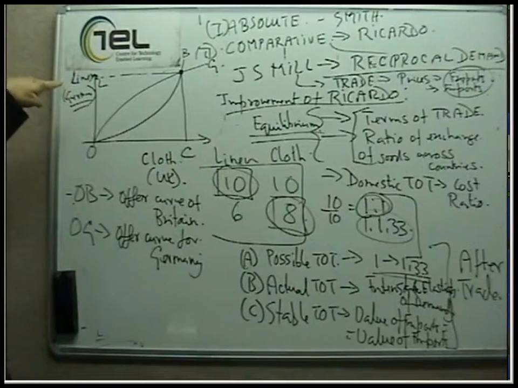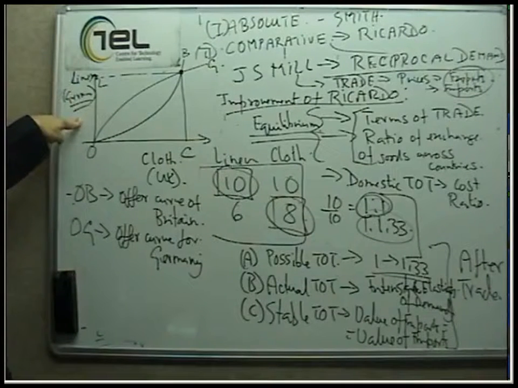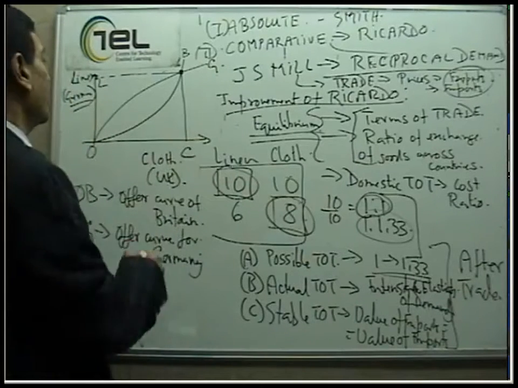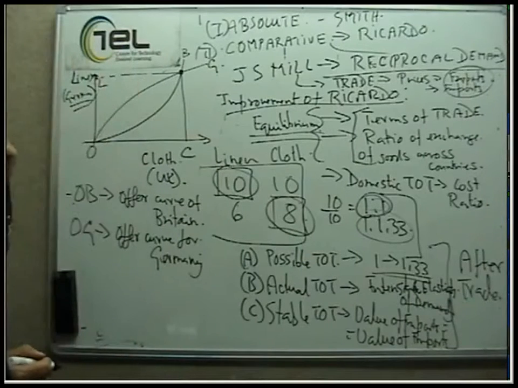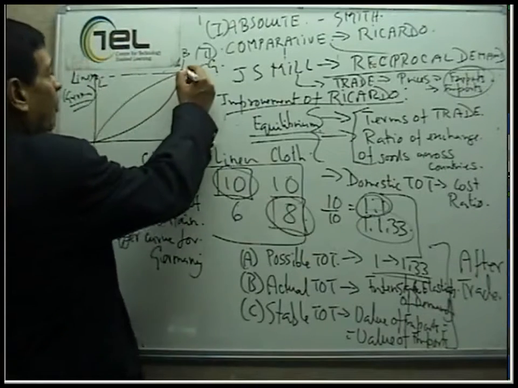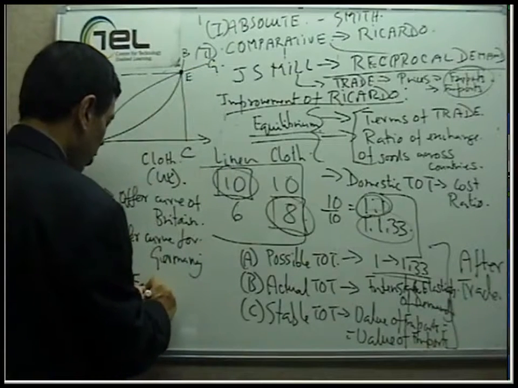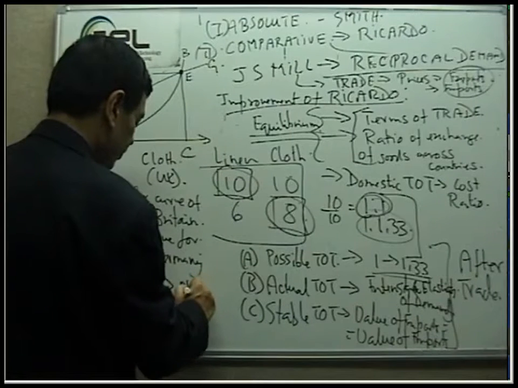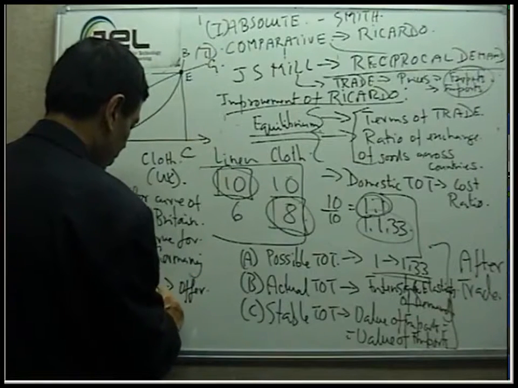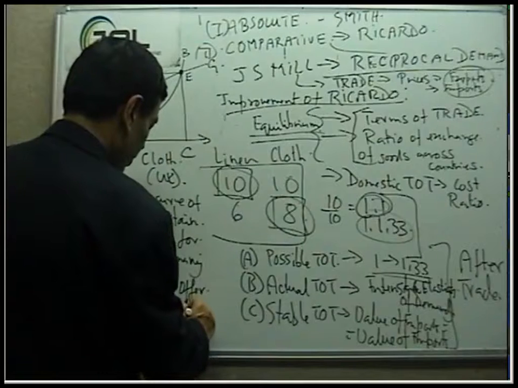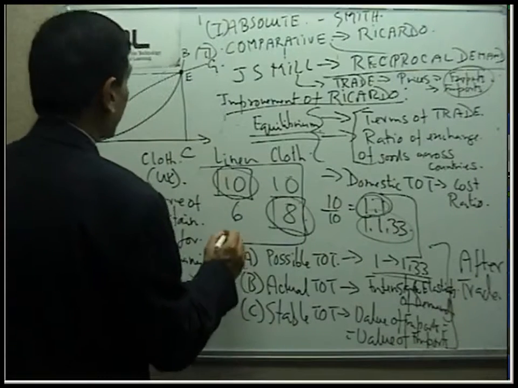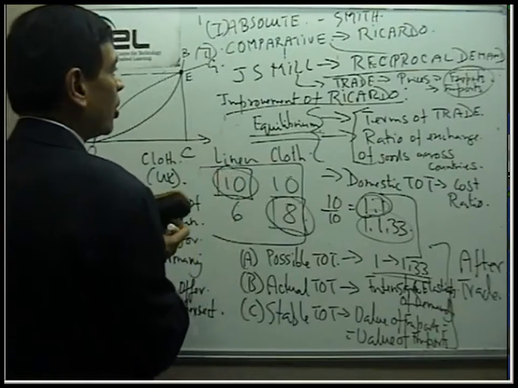Similarly, offer curve OG is the offer curve for Germany. It says what quantity of linen Germany is willing to offer to Britain in exchange of how many units of cloth Britain is willing to provide Germany. So these are the two offer curves, and the equilibrium is where? At point, let's say E. E is the equilibrium terms of trade, where the offer curves intersect. So this is what I call the concept of Marshall's offer curve.